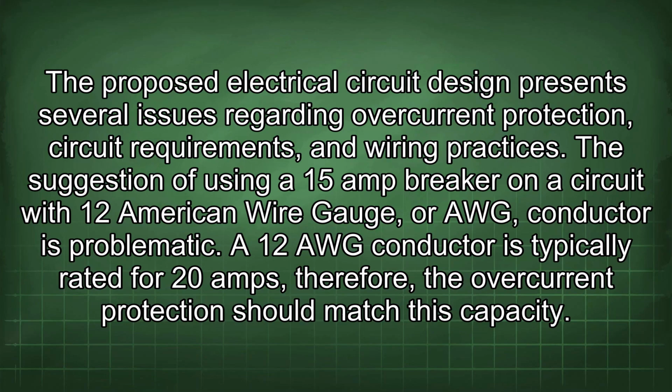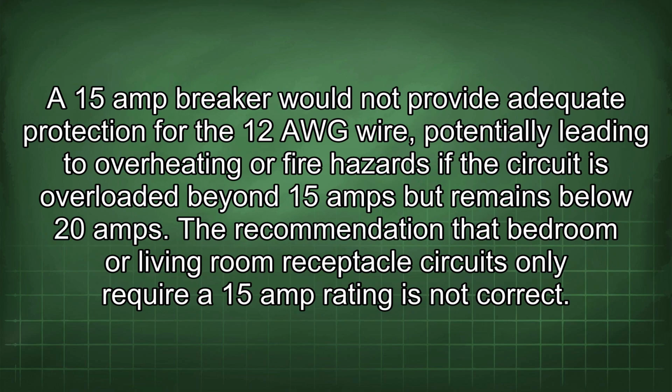The proposed electrical circuit design presents several issues regarding overcurrent protection, circuit requirements, and wiring practices. The suggestion of using a 15-amp breaker on a circuit with 12 American wire gauge, or AWG, conductor is problematic. A 12 AWG conductor is typically rated for 20 amps, therefore the overcurrent protection should match this capacity. A 15-amp breaker would not provide adequate protection for the 12 AWG wire, potentially leading to overheating or fire hazards if the circuit is overloaded beyond 15 amps but remains below 20 amps.